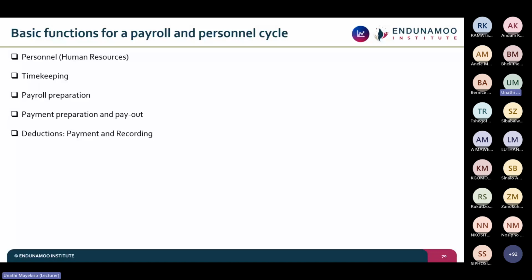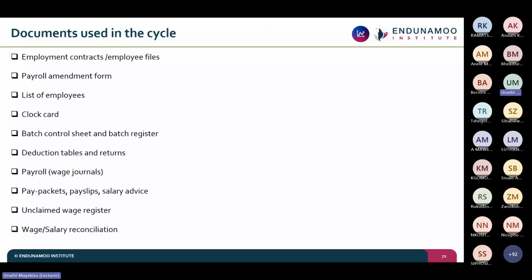your payroll. The documents that would be used in that cycle: your employee contracts, which would stay in your employee file, a payroll amendment form that can happen if there was an error in your payroll, or if you receive an increase letter and now you need to get paid more, you need to amend the payroll for that. You'll have a list of employees, clock cards for people to clock in and out, batch control sheets, which would hold your timesheets, and then a batch register, which would say maybe, these are the timesheets for January, February, etc.